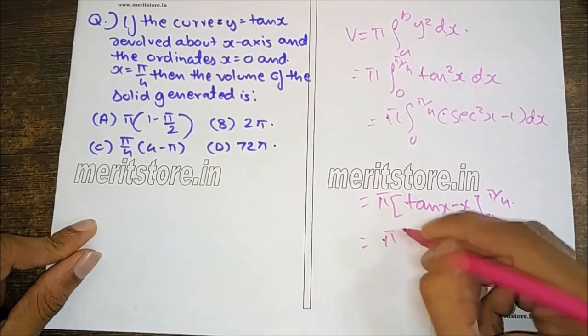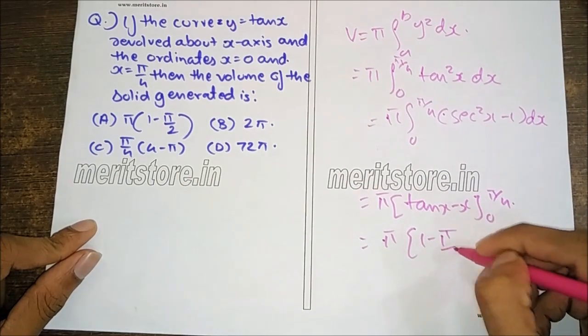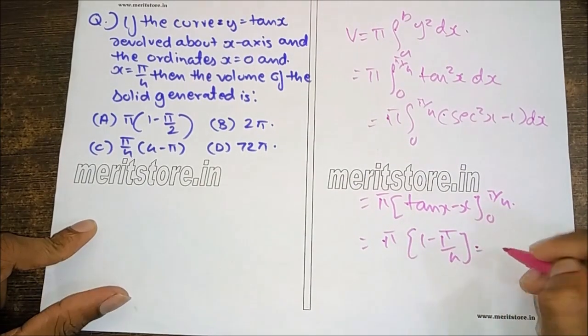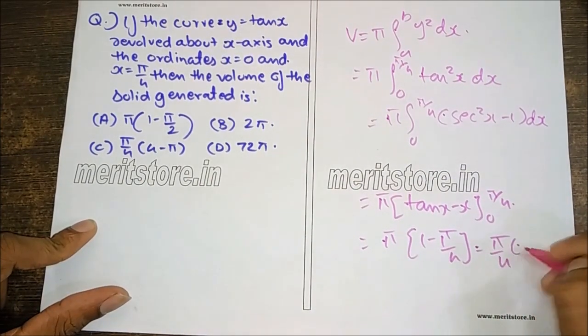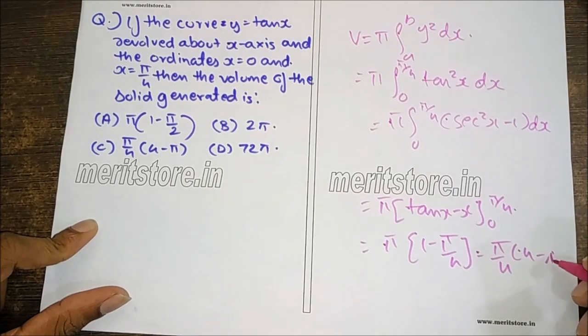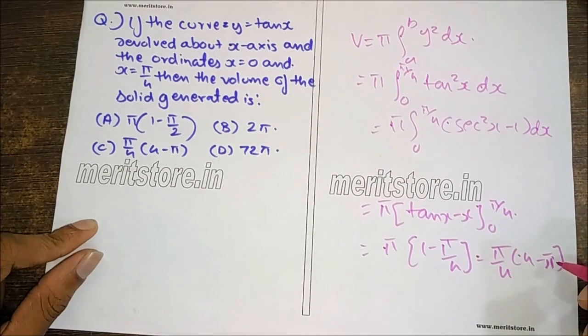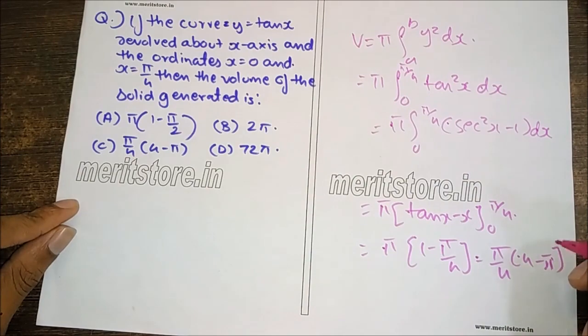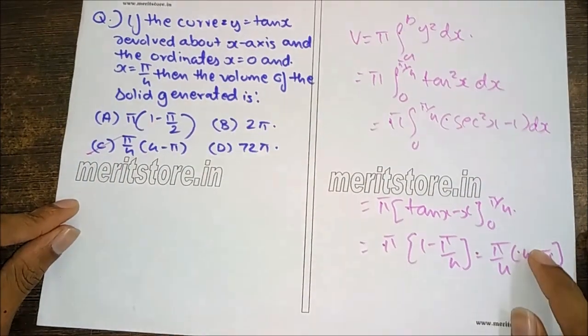Substituting the limits, we get π(1 − π/4), which is equal to π/4 (4 − π). We see our answer matches option C. Therefore, option C is the correct answer.